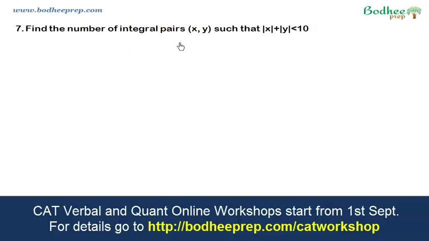Now let's take a slightly different question of a similar kind. Here again we have to find the number of integral pairs x and y such that mod of x plus mod of y is less than 10. So here we can use the concept of the previous question: mod of x plus mod of y less than 10 can be assumed as mod of x plus mod of y less than or equal to 9.